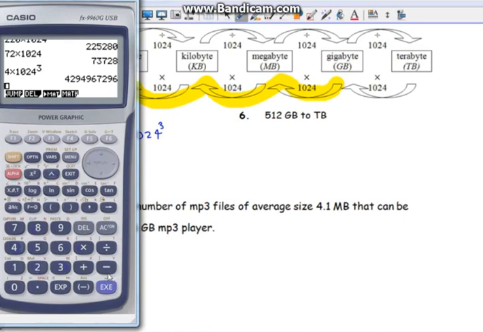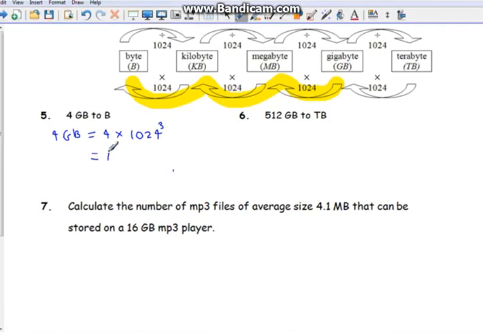And you're going to get a very, very, very large number. So let's write that down. So it's going to be 4 billion, and then our large number that follows. 294,967,296 bytes.